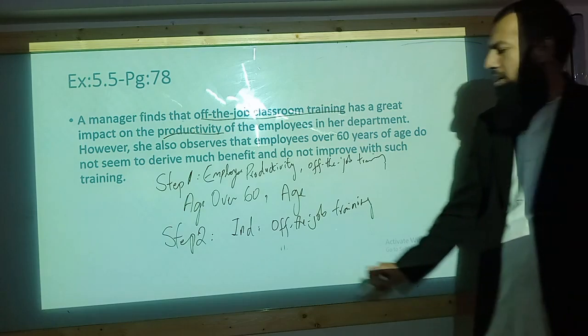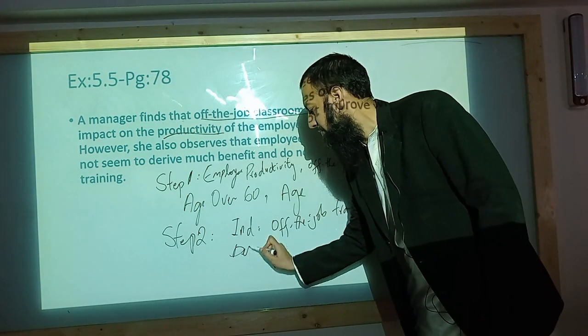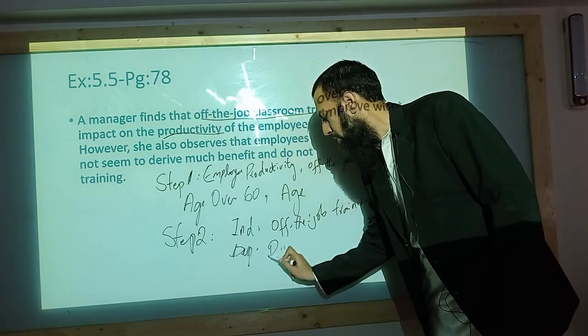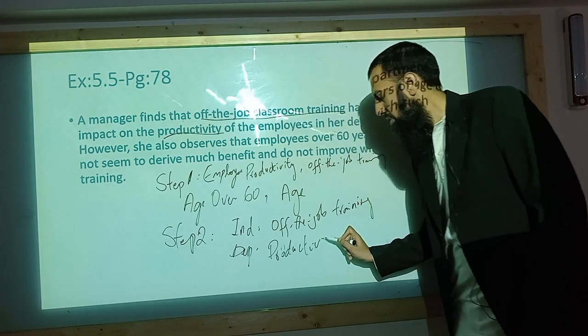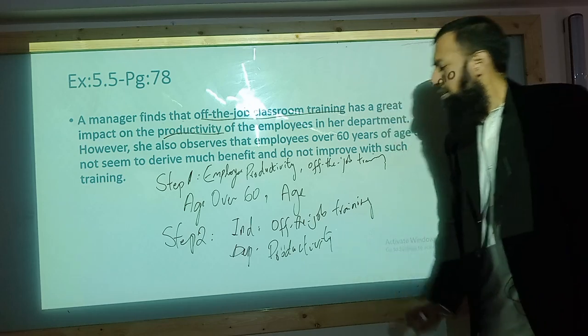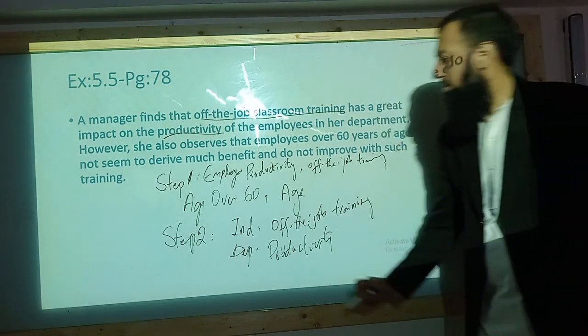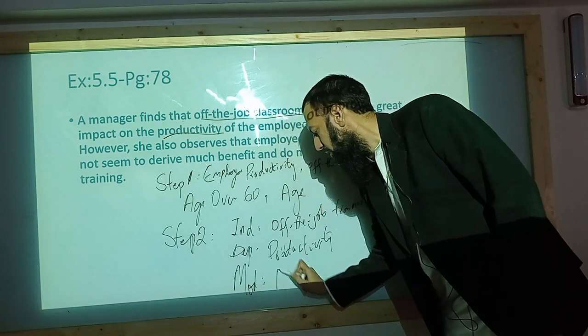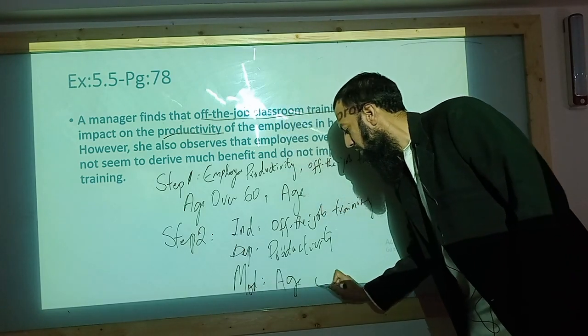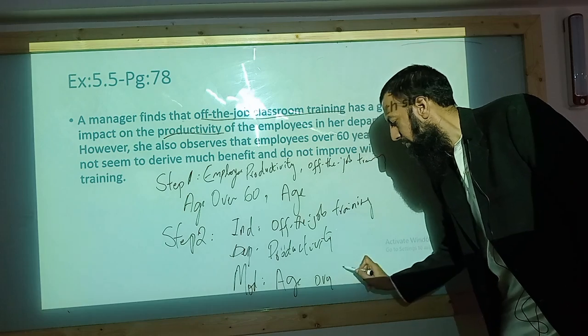And the dependent variable is productivity. Yes, both are correct. And the moderator is employee age over 60.